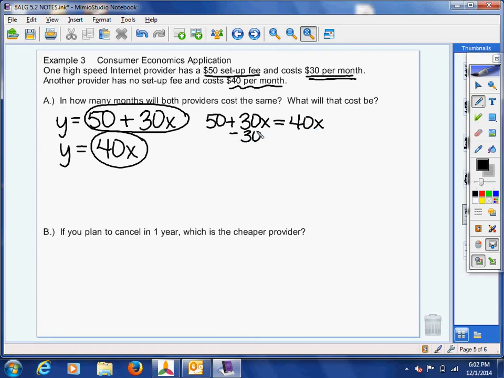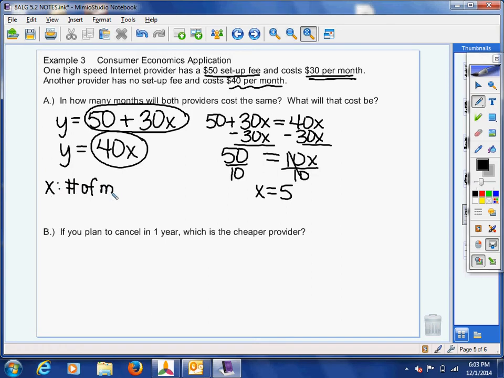So we're going to take away 30x. There it goes. Say bye-bye. And then we got 50 equals 10x, divided by 10. So now we know half of our point. We know the x is 5. Now remember what the x is. The x stands for number of months.